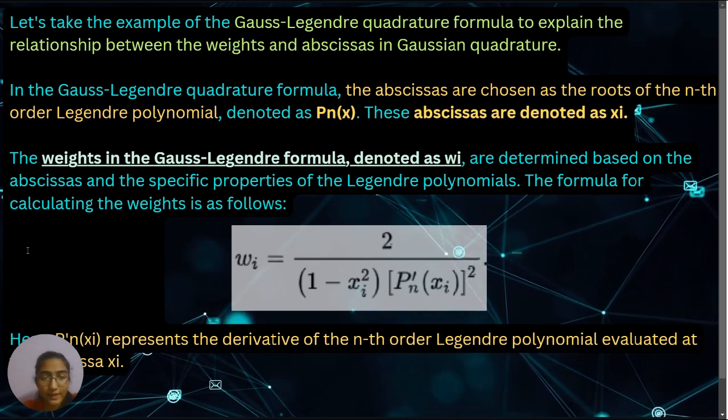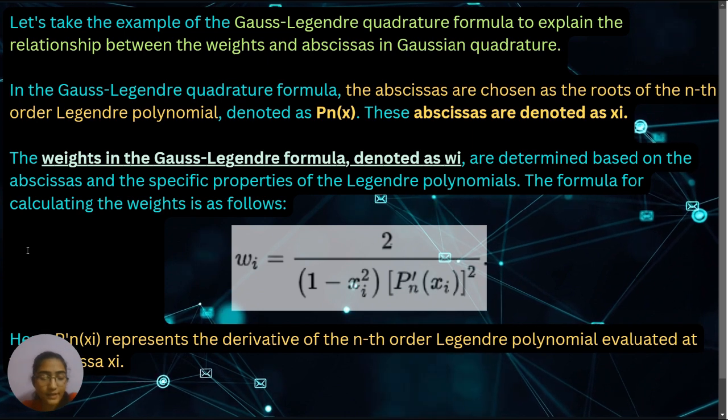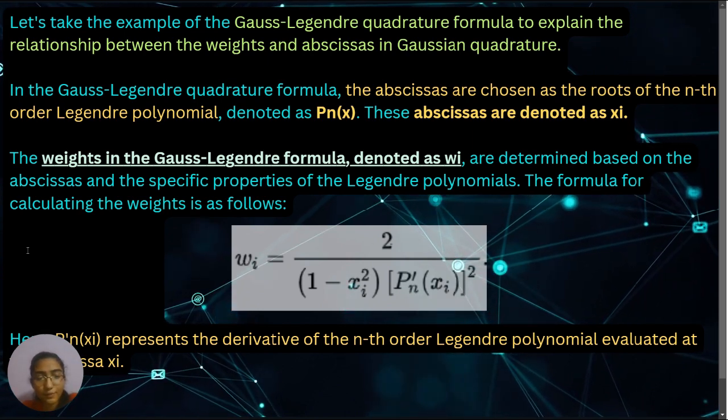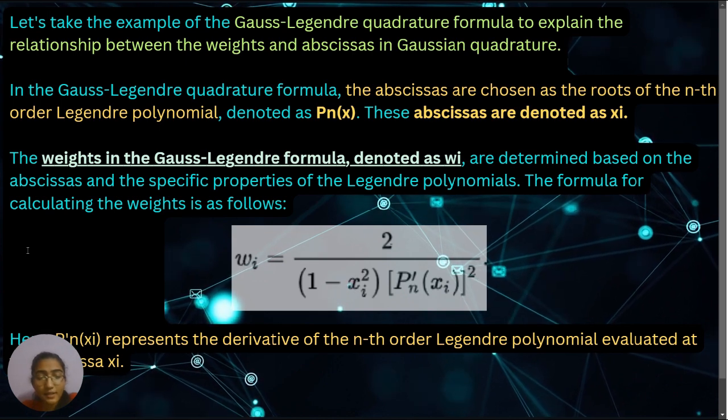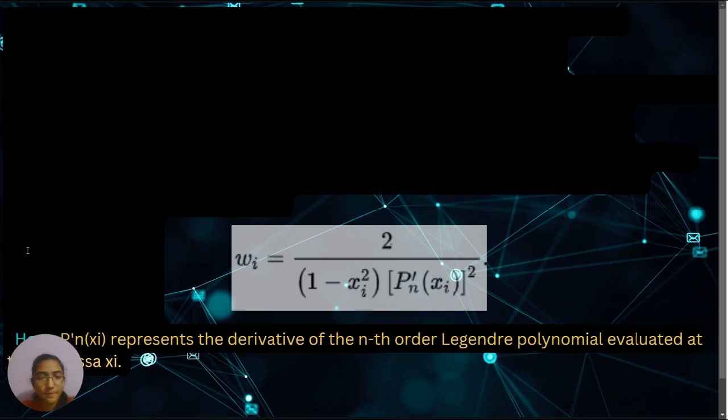So how do we calculate the weights in Gauss-Lagrange formula? Weights are denoted as wi, by the way. So how are the weights calculated? The formula is given here. wi is equal to 2 divided by (1 minus xi square) multiplied by (p dash n of xi) whole square, where p dash n of xi represents the derivative of nth order Lagrange polynomial, which is evaluated at the abscissa xi. Fine. So putting the value of x, we can get the specific weight at the particular abscissa, and using this weight and xi, it will help us to approximate the definite integral function, right?